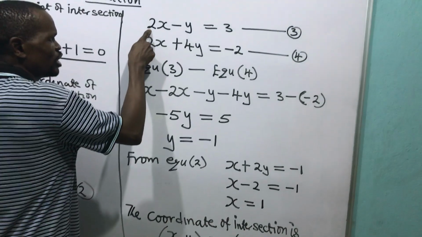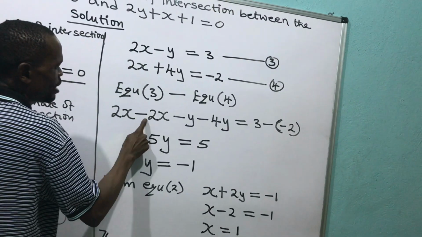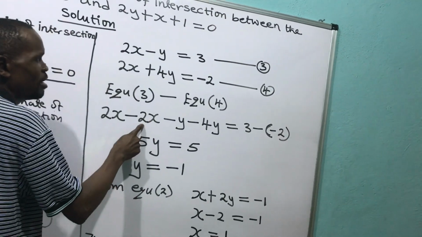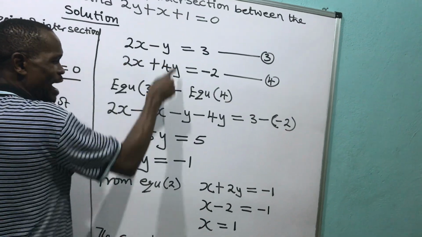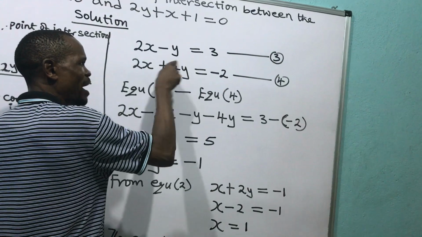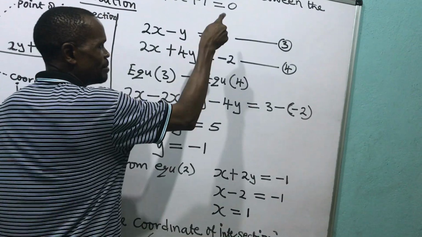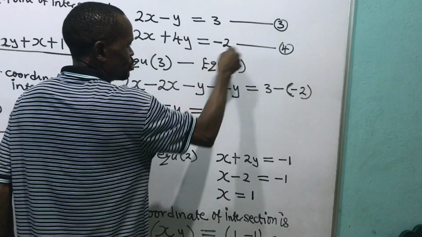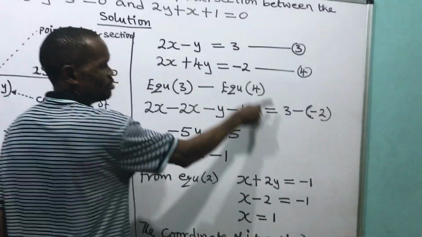Then what is equation 3? 2x minus 2x. Then what happened here? Minus y minus 4y. Are you getting what I'm saying now? Minus y minus 4y. Then 3 minus 2. Look at the 3.